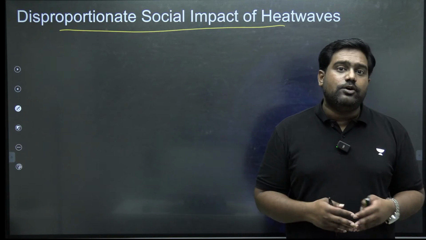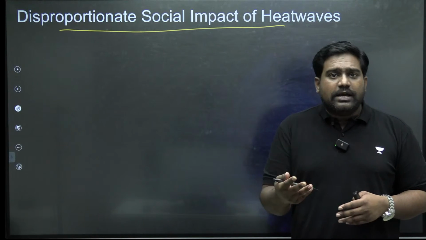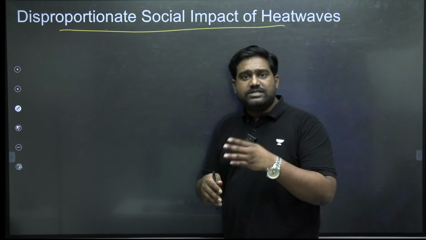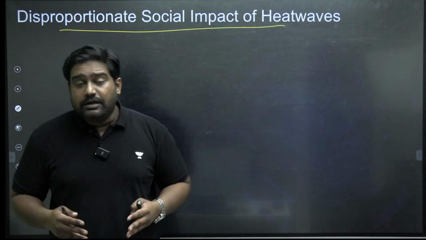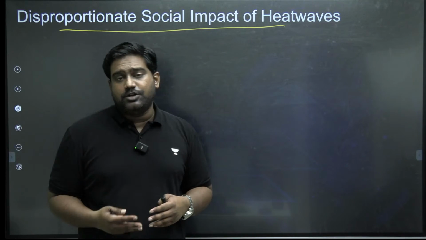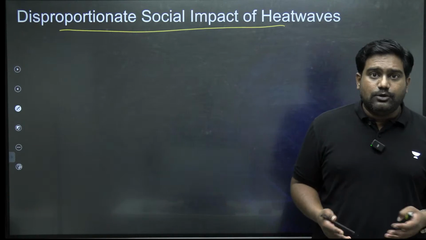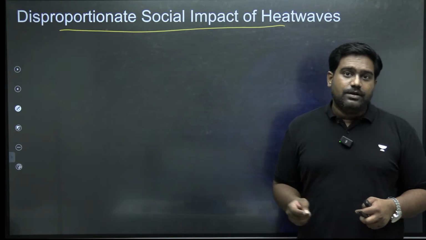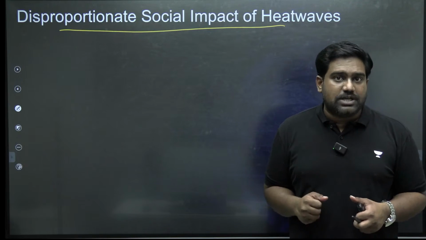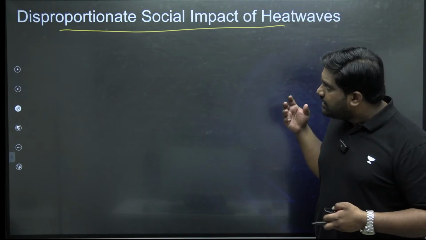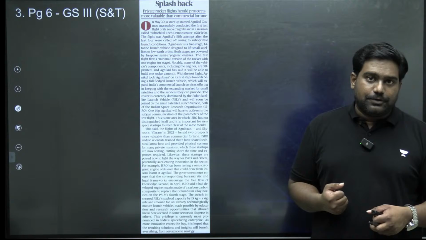For them, it's about their livelihood, right? Maybe you can afford to work from home. You can afford to stay at home or work in air-conditioned offices, or you can buy an air conditioner for yourself. So someone who is very poor can't have access to these solutions, and they are at the highest risk. So there is a clear disproportionate social impact. That is the reason why heat wave should deserve all the more attention.